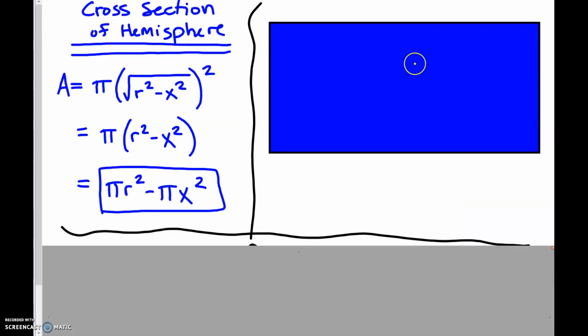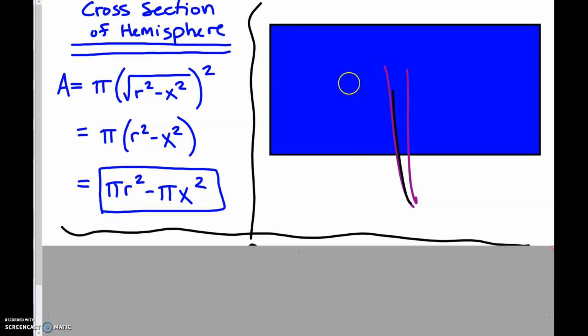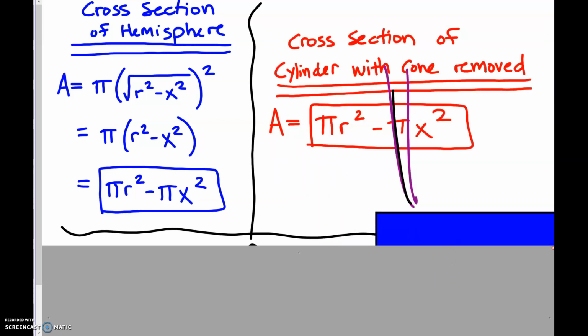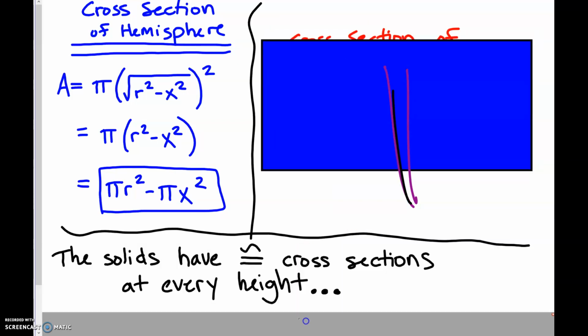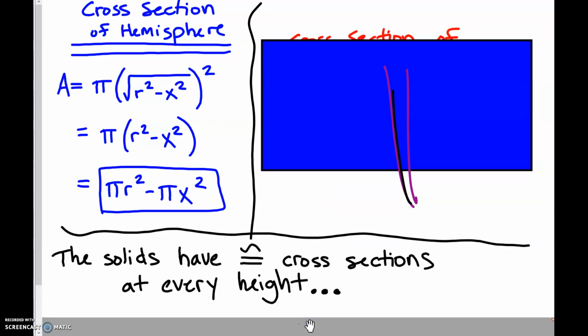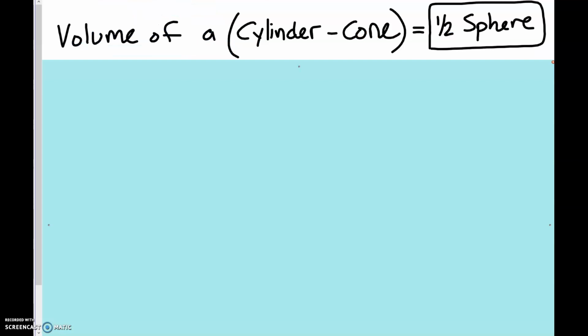So here they're going through and showing you the two cross sections, which is what I just did. So if we move this piece right here, which I can't seem to move, those two cross sections are exactly the same. So then what does that mean? That means that their volumes have to be the same. So if their cross sections are the same at every height, then their volumes will have to be the same. So what did we do? If we take the volume of the cylinder minus the cone, that has to equal what the whole sphere is.